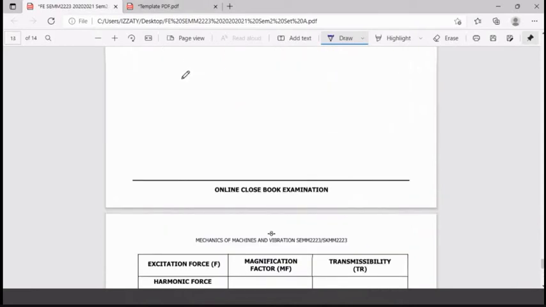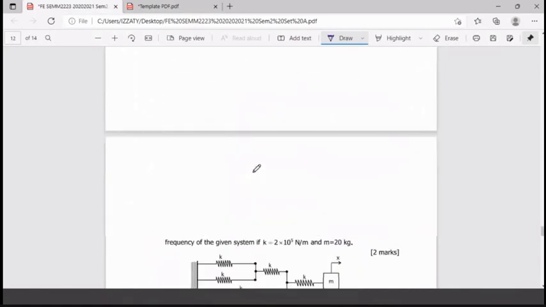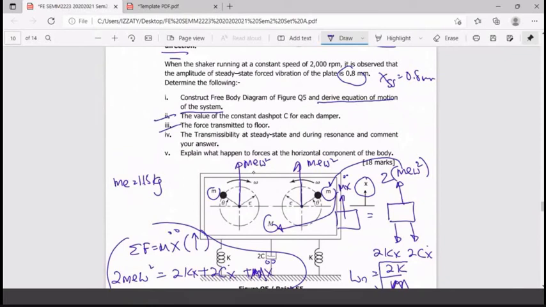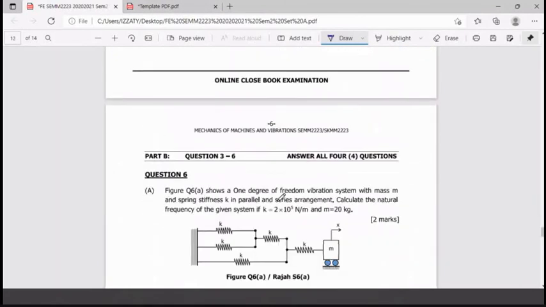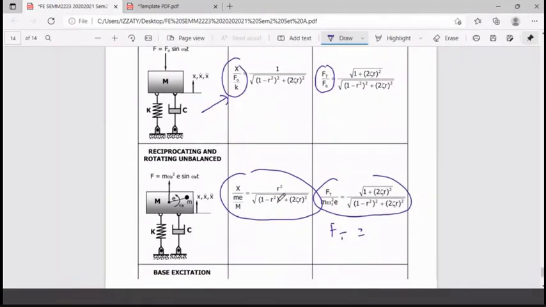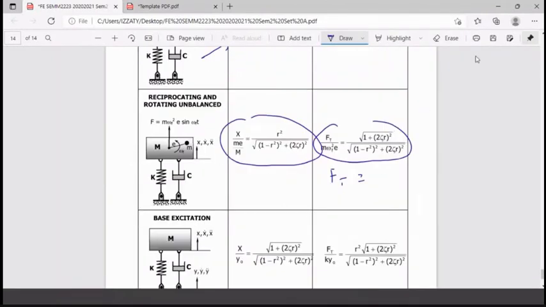The next one, after force transmitted, I suppose it will be transmissibility. The transmissibility is also not very difficult. So look at here, the transmissibility at steady state and during resonance, and comment on your answer. What does this mean? So you have to look at two. Go back to the equation, this one. This one is the transmissibility.